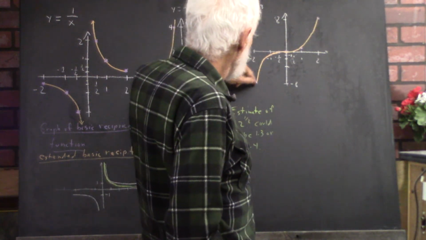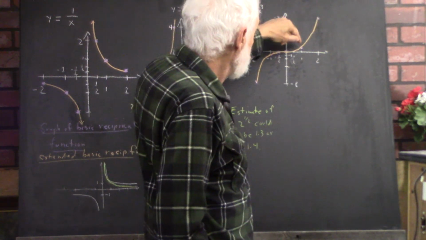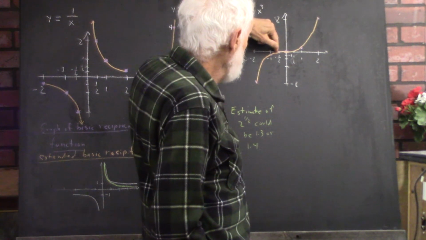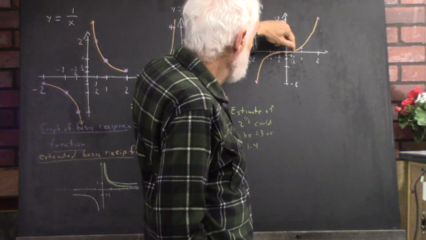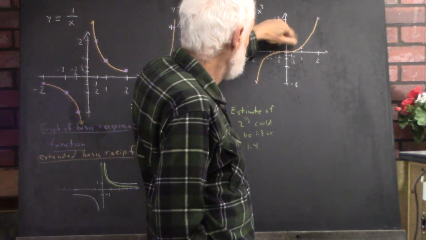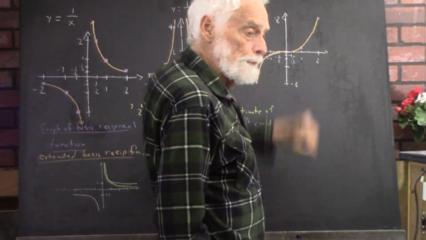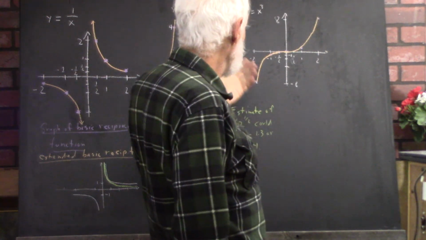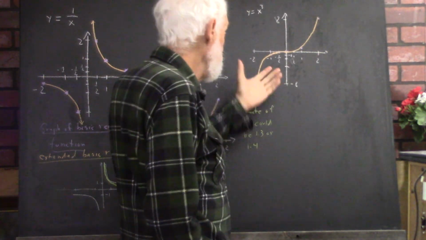Okay, anyhow, here in purple are the points. Note that the -1/2, -1/8 point and the 1/2, 1/8 point are very, very close to the x-axis. Graph the extended basic function, and there we have it.